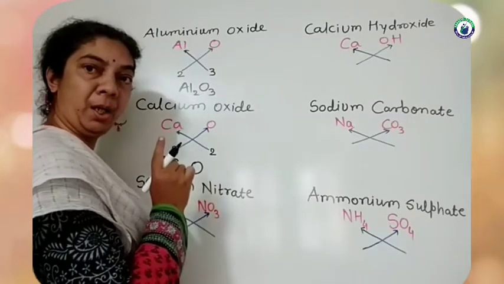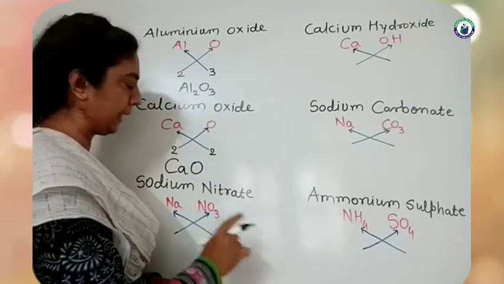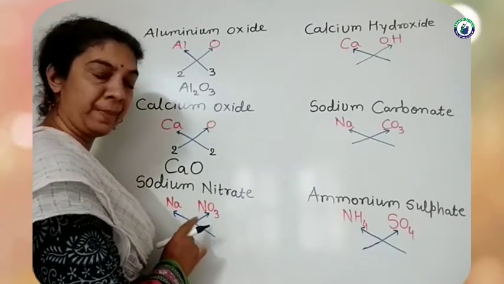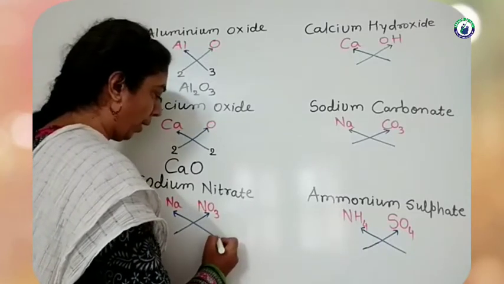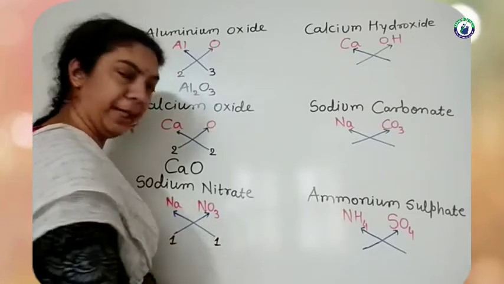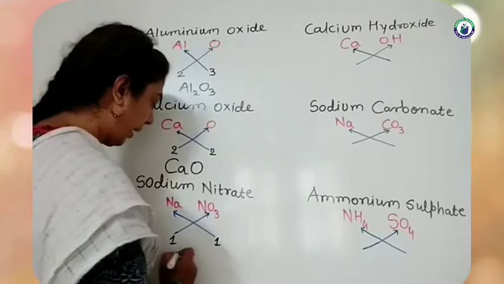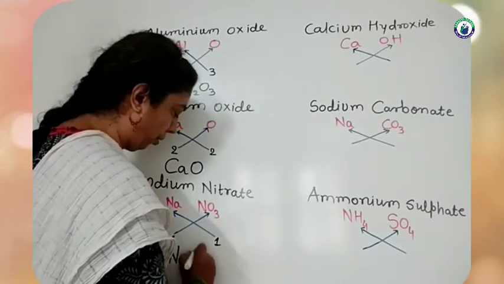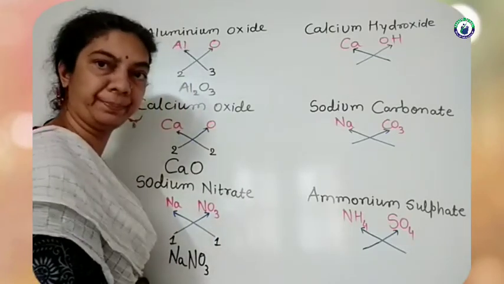NO3 is a negatively charged polyatomic ion, as it has more than one element. The valency of sodium is 1, and nitrate also has 1. So again they neutralize each other and the formula is NaNO3. We just write it as it is.